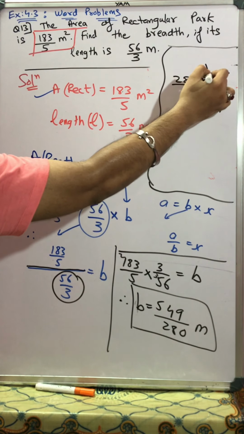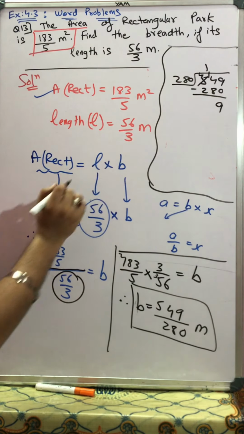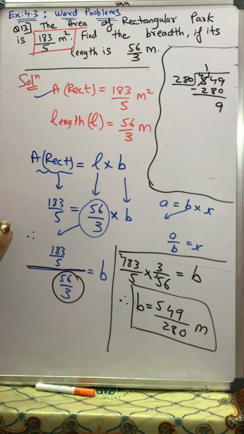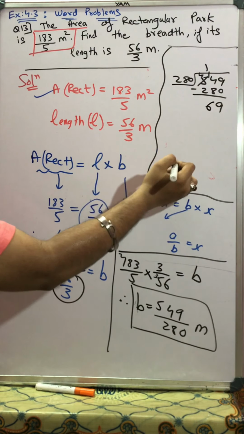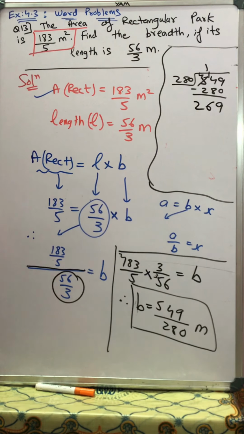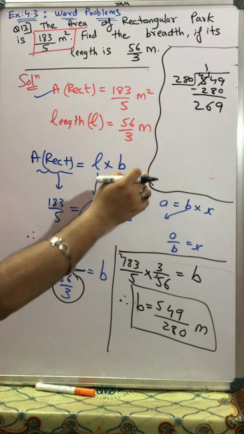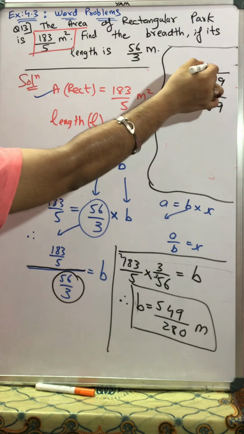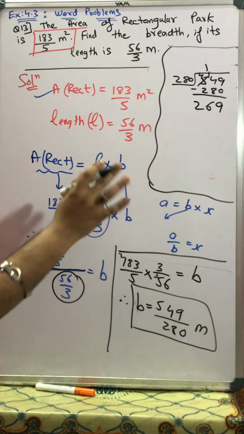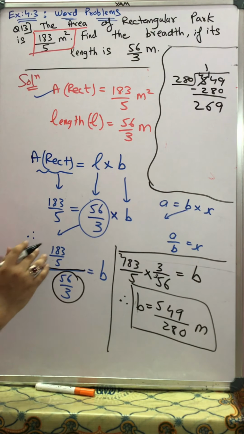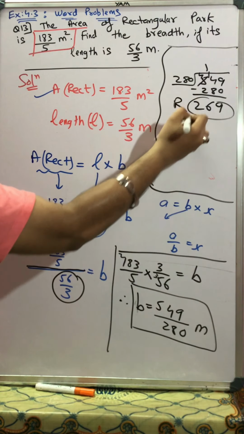5 cancelled. Remaining 4 becomes 14. 14 minus 8 is how much? 6. 4 minus 2 is 2. So I remain with 269. Now this 269 is smaller than 280. So if I want to proceed further, I need to introduce a decimal point. But I will not do that because I am converting into mixed fraction. So what should I do? This 269 is my remainder, right?